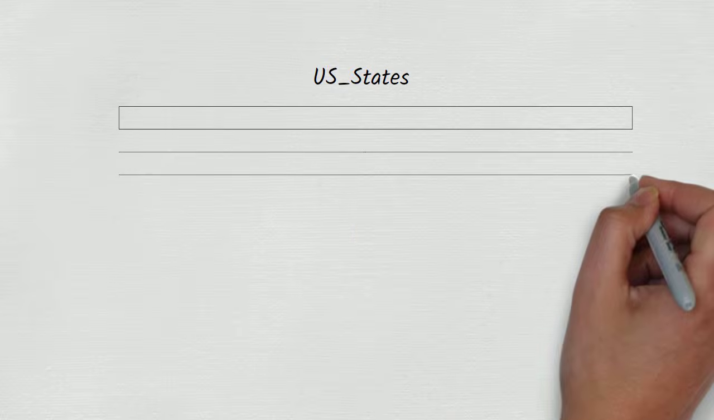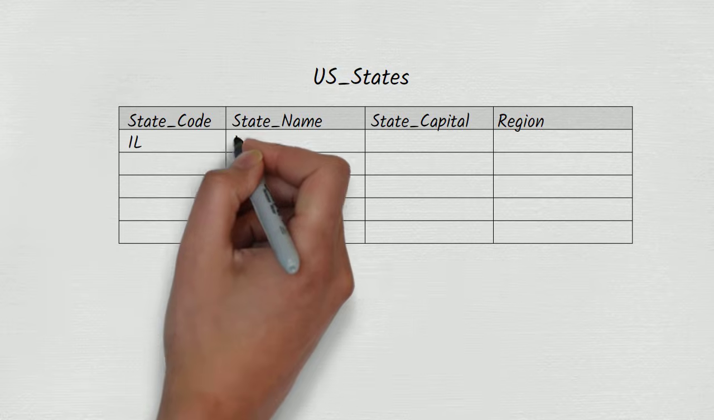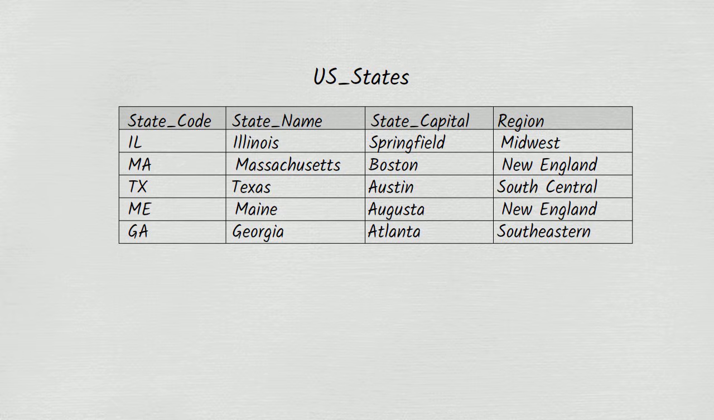Consider a table called U.S. states. This table contains one row for each U.S. state. Here are some sample rows. Now we ask the question, which column of the U.S. states table, or which combination of columns, uniquely identifies a U.S. state? Is it state code, state name? Is it the combination of state code and region?